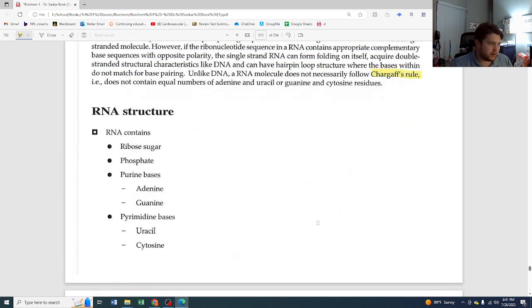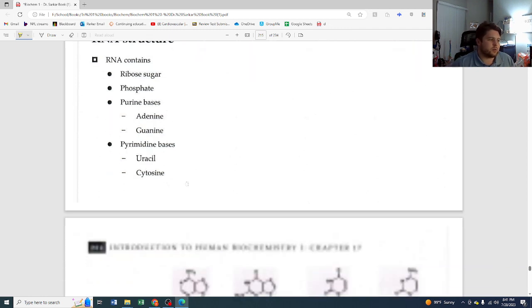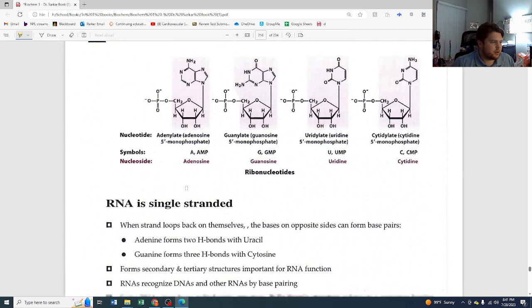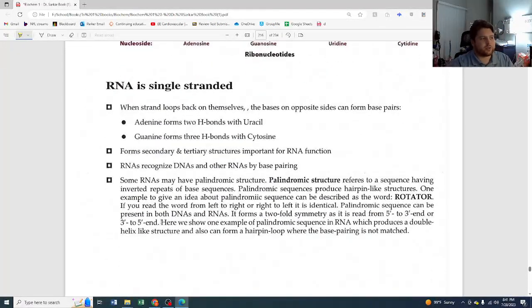Okay, so RNA structure is very, very similar to DNA. We have a ribose sugar. The difference is that DNA has a deoxyribose; now we just have a ribose sugar. We have a phosphate, a purine base, adenine or guanine, and a pyrimidine base, uracil or cytosine. Here are all of our pictures of those. RNA is single-stranded. When a strand loops back on itself, the bases on opposite sides can form base pairs. Adenine forms 2 hydrogen bonds with uracil, and guanine forms 3 hydrogen bonds with cytosine, very similar to DNA. It forms secondary and tertiary structures important for RNA function.